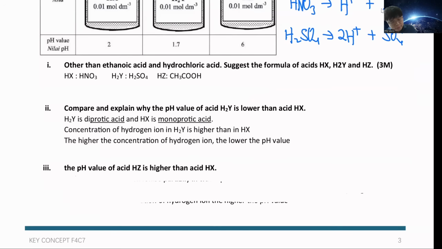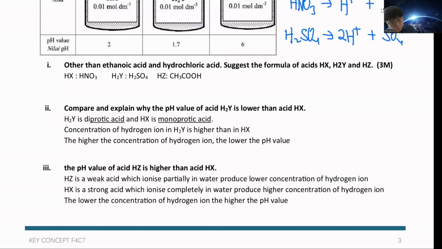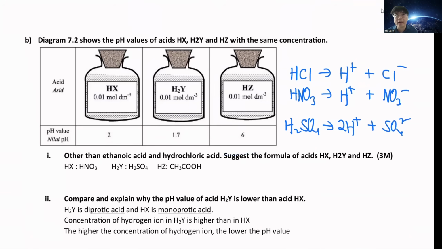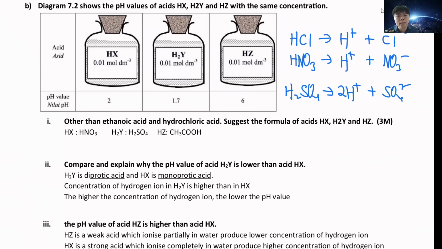Then compare these two. If they ask about the weak acid, you can mention that the weak acid ionized partially, so the concentration of H plus is very low. The lower the concentration of H plus, the higher the pH. This explains why the pH is very high for the weak acid.